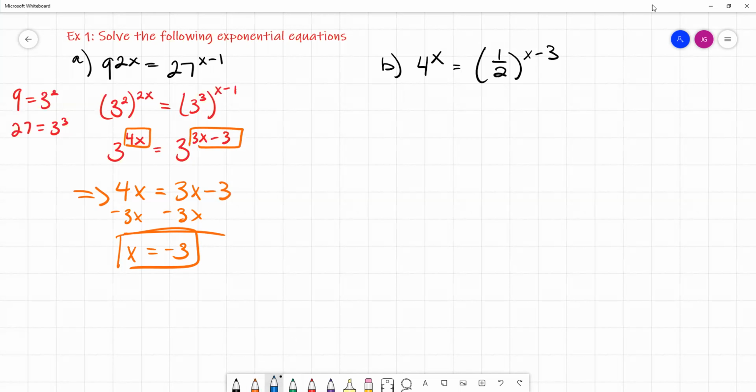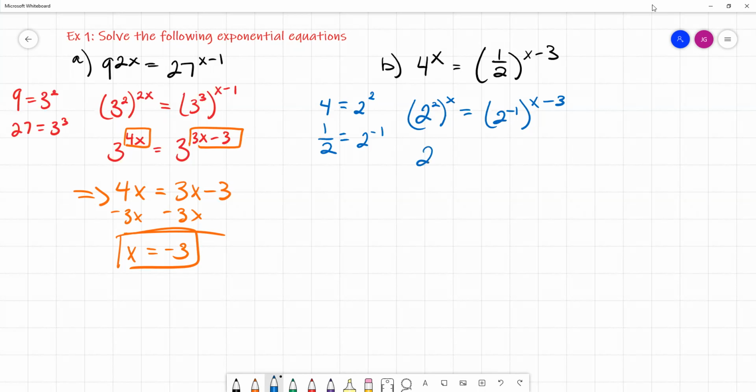B, same idea. 4 to the power of x is equal to 1/2 to the power of x minus 3. So looking at 4 and 1/2, notice that we can write both of those as powers of 2. 4 is equal to 2 squared, right? And then 1/2 is equal to 2 to the negative 1. And so just like I did over here, same idea here. This 4 becomes a 2 squared, but then still to the power of x, is equal to 2 to the negative 1, but then still to the power of x minus 3. And then I proceed just like I did over here.